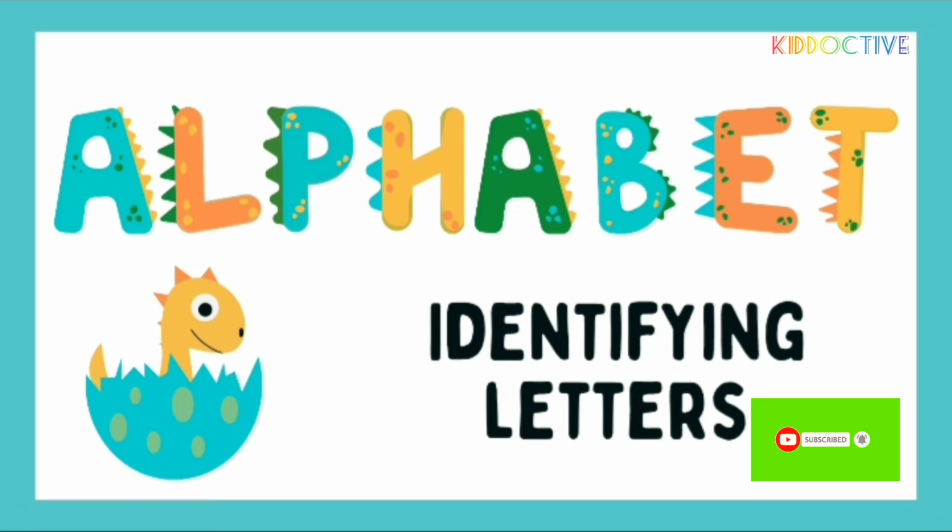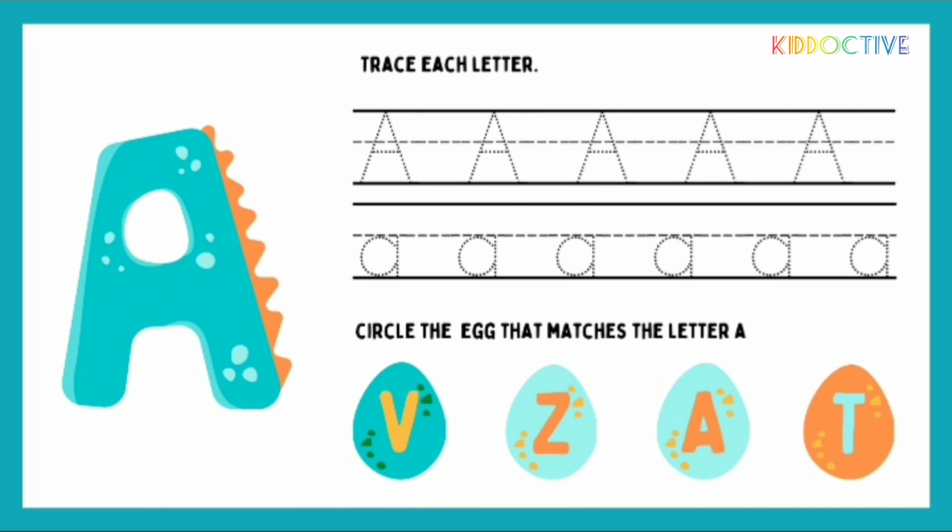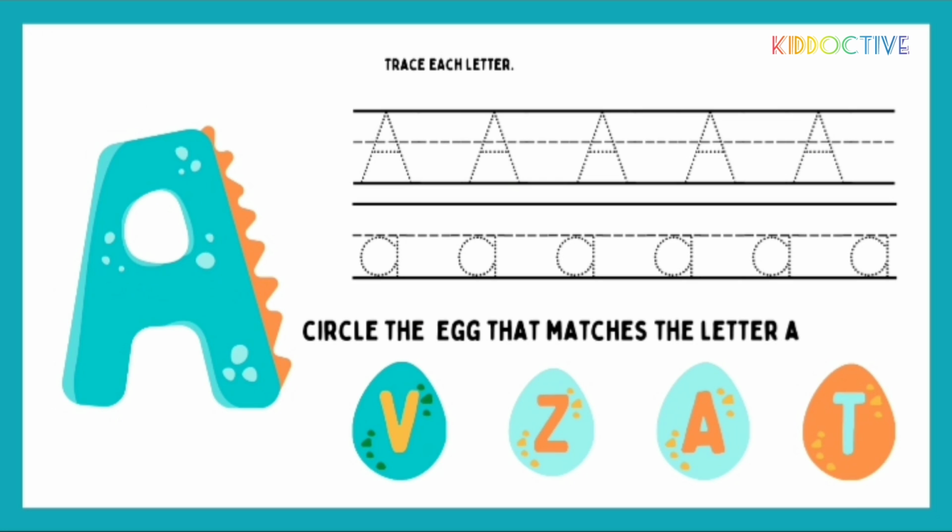Today we are going to learn the alphabets. See the alphabet A. So, how can you write A? Do you know how to write A? This is capital letter A. You can write in this way. Two slanting lines, one sleeping line. Okay. Now this is small letter A.